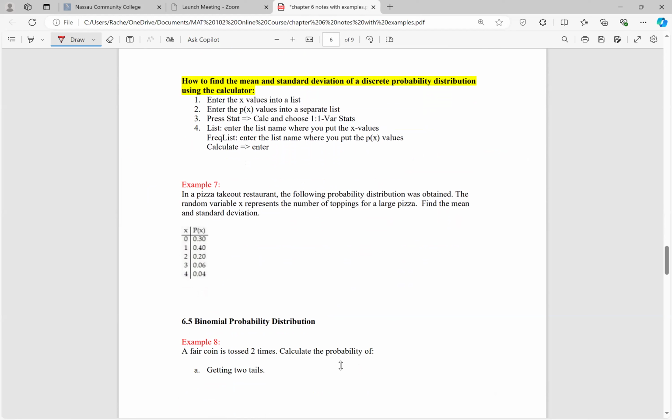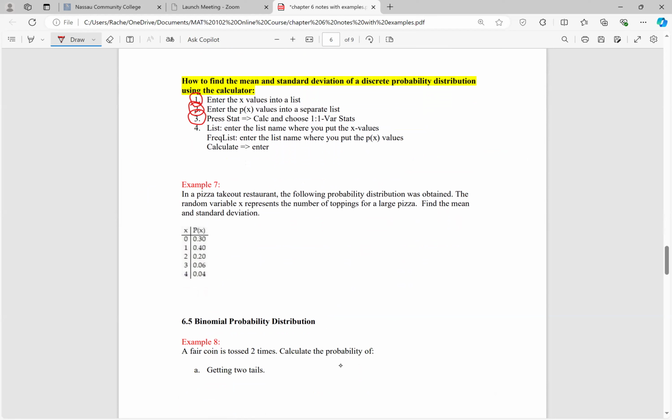So the first thing that we did was we entered the X values into a list, and then we entered the P of X values into a separate list. So now what we're going to do is press stat over to calc and one variable stats, just like we did in the past to get the mean and the standard deviation. But now it's going to be a little bit different. So I'll do it with you. So we're going to press stat. We're going to arrow over to calc. We're going to choose one variable stats, option 1.